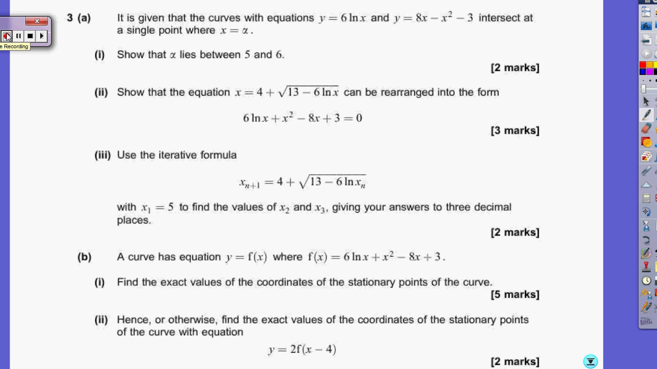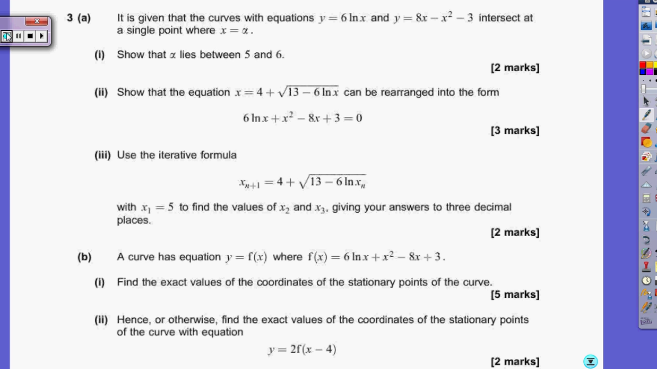Hi, this is the June 15 AQA C3 paper. Again, pause it, have a go at the question and then have a look at my workings and we'll see where we are. First things first, there's a number of different ways you can do it. The easiest is to try and get something equaling 0.